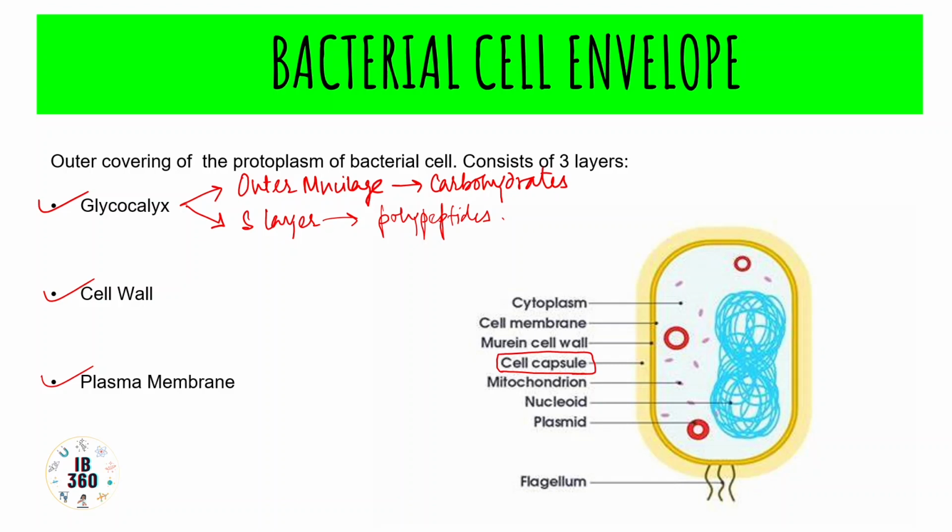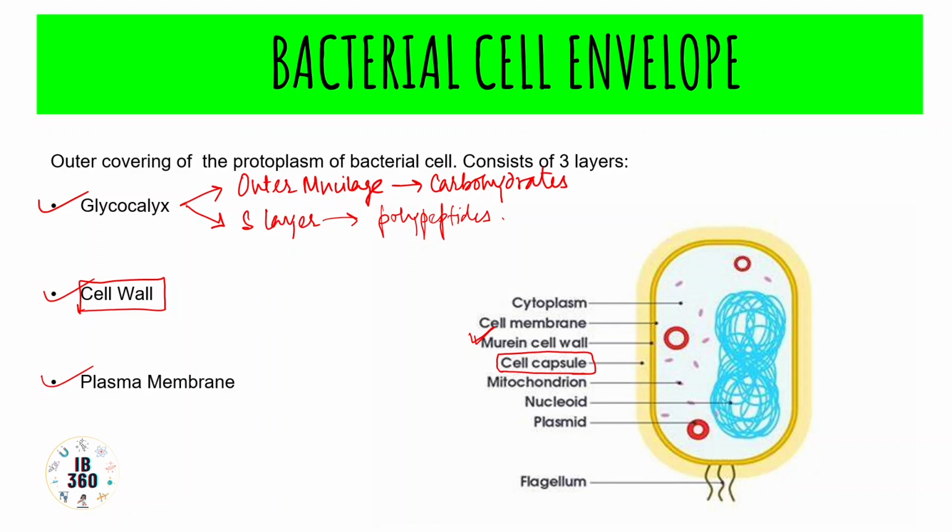Just within the glycocalyx lies the cell wall. For understanding gram-positive and gram-negative bacteria, this is the most important part. And in today's video, we will mainly focus on the cell wall. Now, the cell wall lies between the glycocalyx and the plasma membrane. Here in this diagram, the word murein is used, murein cell wall, because the main component of the cell wall is peptidoglycan, mainly in gram-positive bacteria, and peptidoglycan is also called murein. So they are using the word murein cell wall.